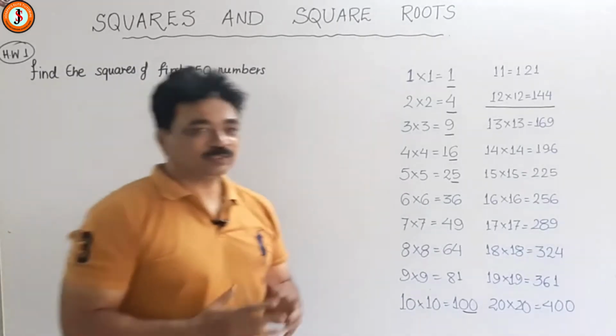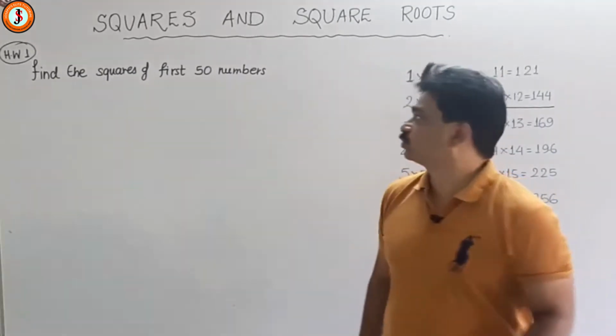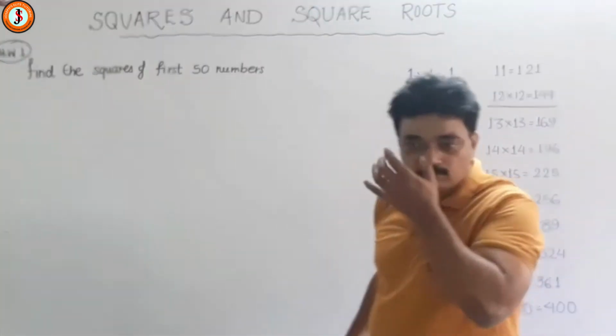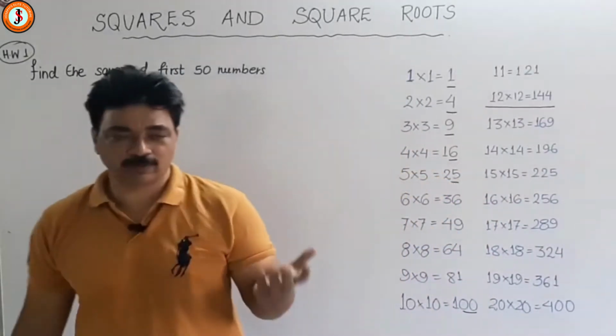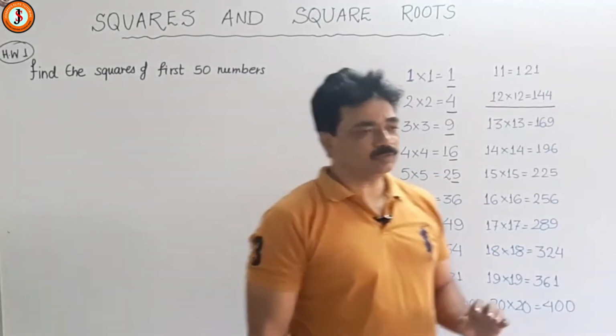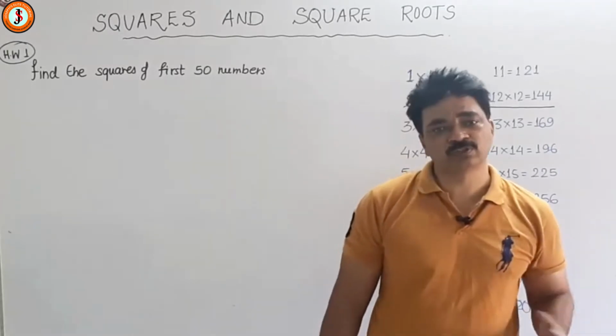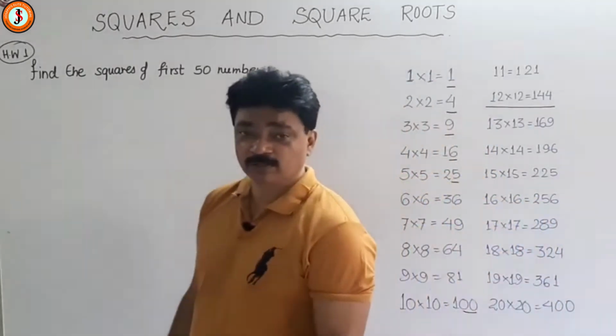Hello students, so we are going to start the chapter squares and square roots. So square of a number means what? Somebody tells you to find out 6 square. That means you have to multiply 6 to itself. 6 into 6, 36 will be the answer.